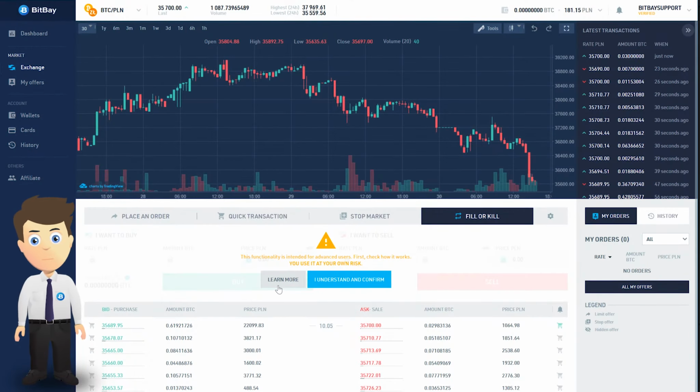Fill or kill resembles the place an order feature. It's a limited time order executable immediately, failing which the order expires. Its purpose is to guarantee that your order goes up instantly, is processed completely, and at the desired exchange rate.